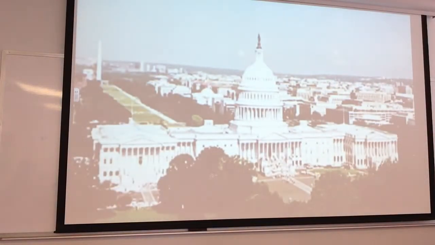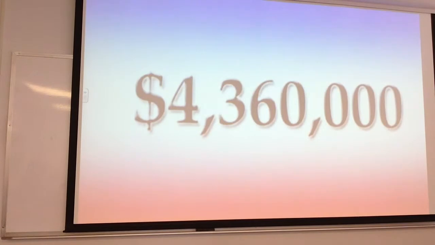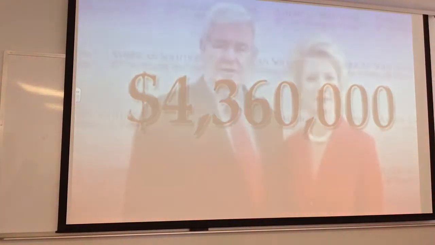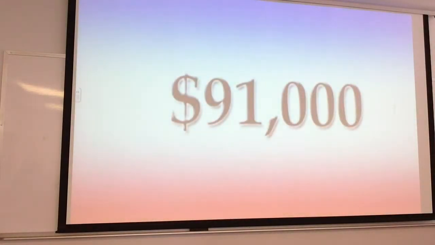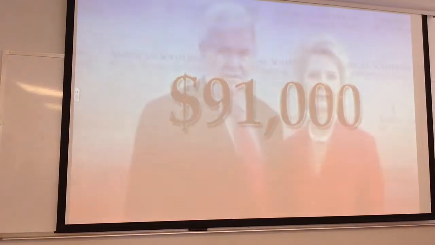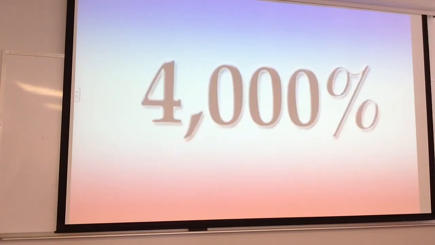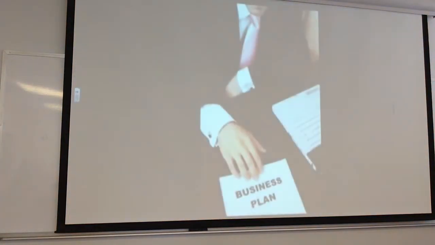Congress should repeal Sarbanes-Oxley, which costs every small business $4,360,000 a year in compliance if it wants to become a public company. $4,360,000 a year is massively bigger than the original Securities and Exchange Commission estimate that it would cost $91,000 a year for compliance. The government estimate was wrong by a factor of 4,000%. This difference in cost can be a matter of life and death for small businesses.